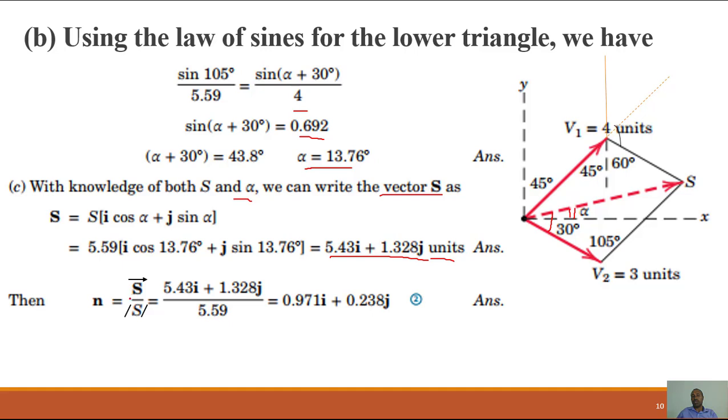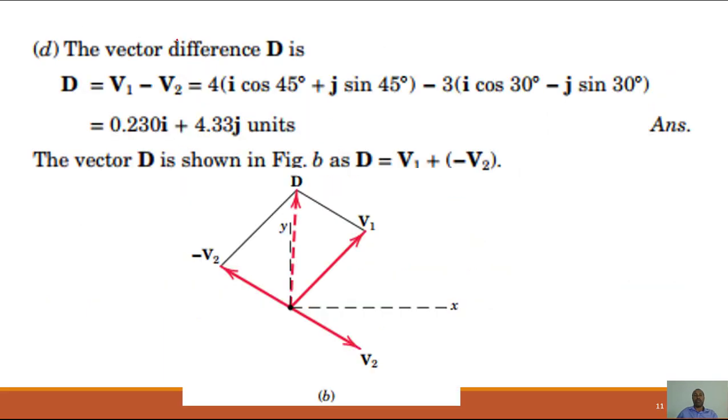And the unit vector in the direction of s is the s vector divided by the s magnitude. Then the vector difference: again, you can follow v1 minus v2. Opposite to v2, since v2 is negative, you will draw in this direction. Then you neglect this one and calculate along this one.